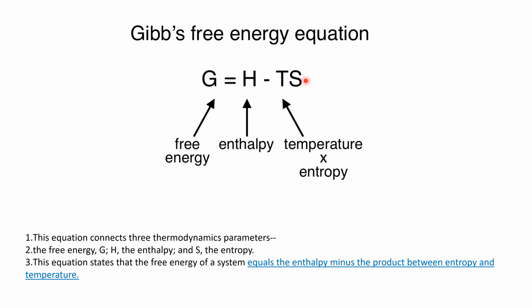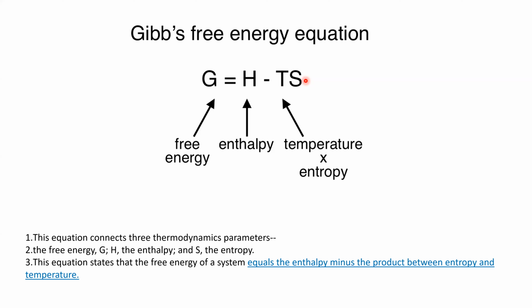So this equation basically connects three thermodynamic parameters. First thing is the free energy, G, H is the enthalpy, and S is the entropy. This equation states that the free energy of a system equals the enthalpy minus the product between entropy and the temperature. So I think that is straightforward. We will explain what the meaning of that mathematical expression is, right?